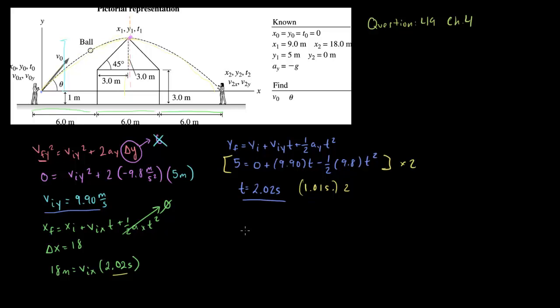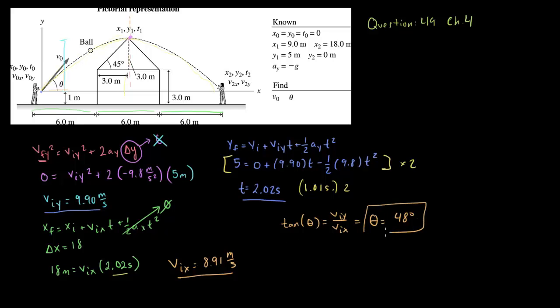And then you're going to get your velocity initial x is going to equal 8.91 meters per second. Now that I know my velocity initial x and y, I can find theta, because tangent of theta is opposite over adjacent, so it's going to equal my velocity initial y over velocity initial x, and I'm going to get theta equal to 48 degrees. Just plug that into your calculator and you should get that.